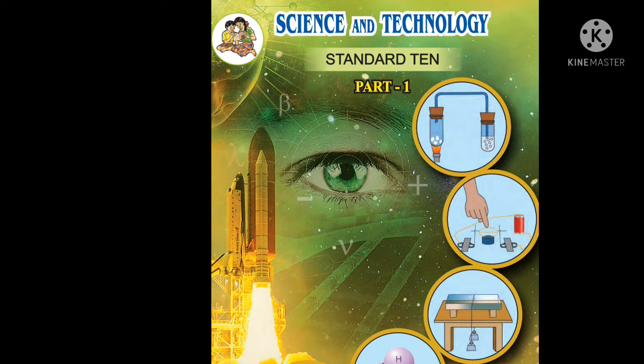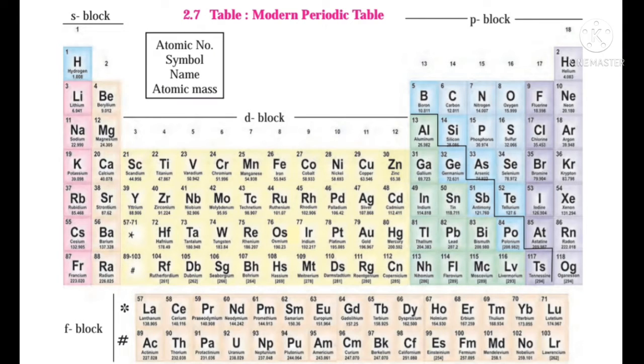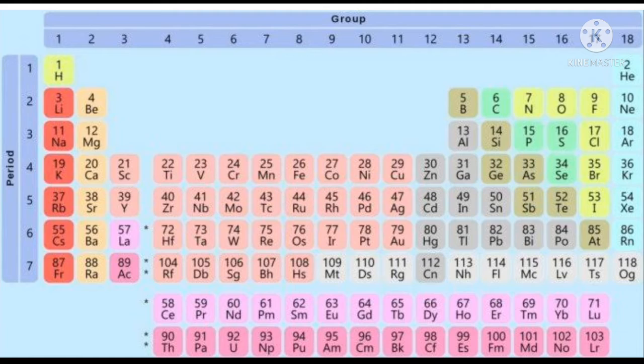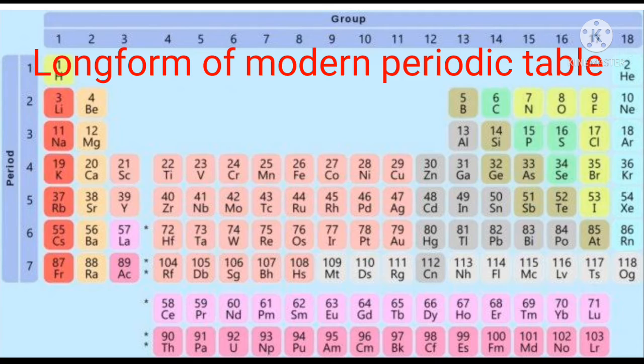Today we have to study the modern periodic table from Science and Technology Part 1, 10th standard. Up to date, 118 elements have been discovered. All these elements were systematically arranged in a tabular form by the English scientist Moseley. This table is also known as the long form of the modern periodic table.